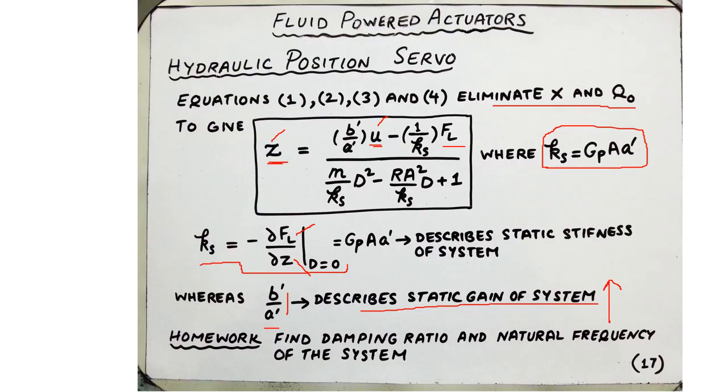As a homework exercise, you can find out the expression for damping ratio and the natural frequency of the systems, and try to match those with those given in the textbook.